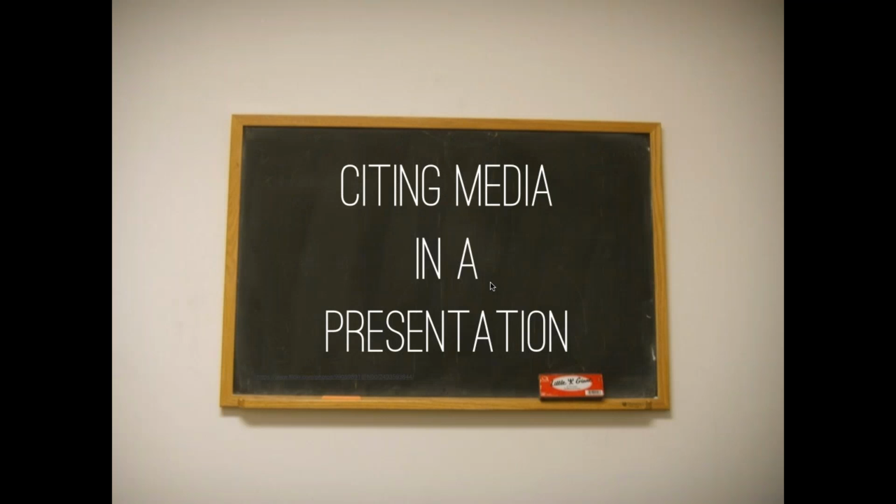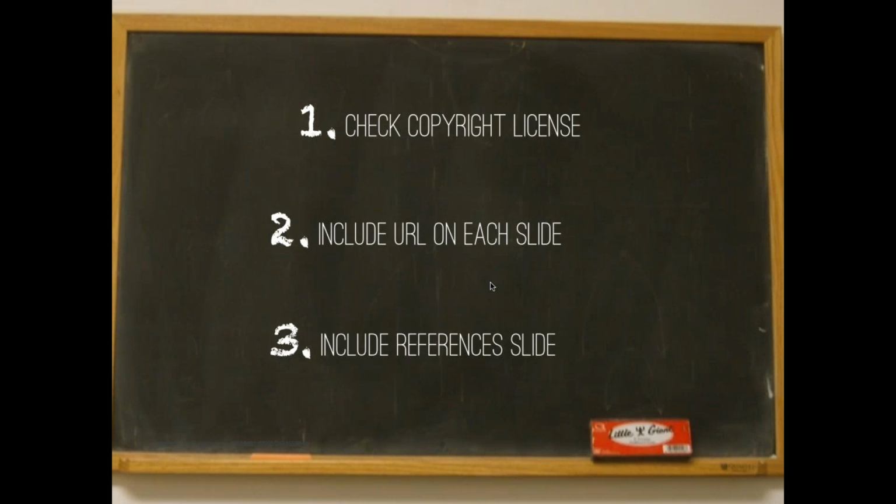All right, so what if you're actually using a piece of media in a presentation? An image or a video taken from the internet. If you're reproducing an image in your presentation, you need to follow these 3 steps in order to cite it correctly. You need to check the copyright license and make sure the image is licensed for reuse under Creative Commons. And you also need to include an image URL on each slide where the image appears in the presentation.